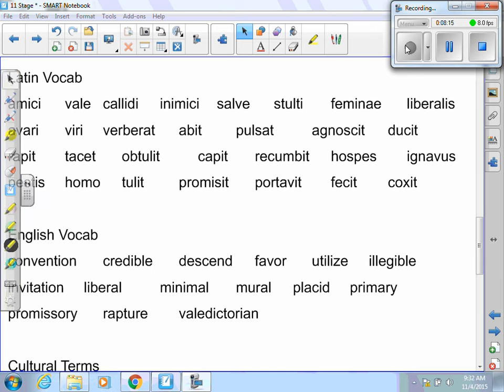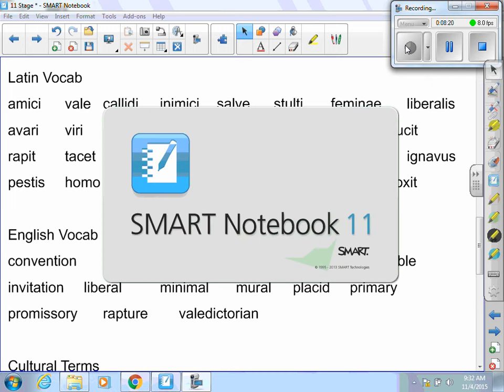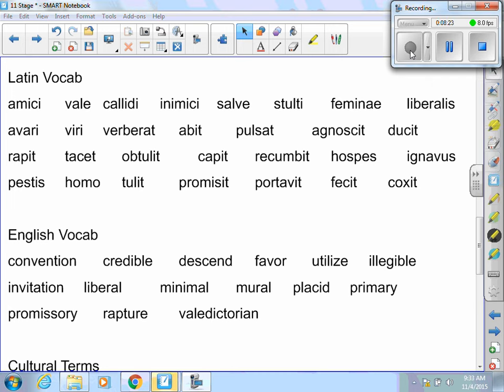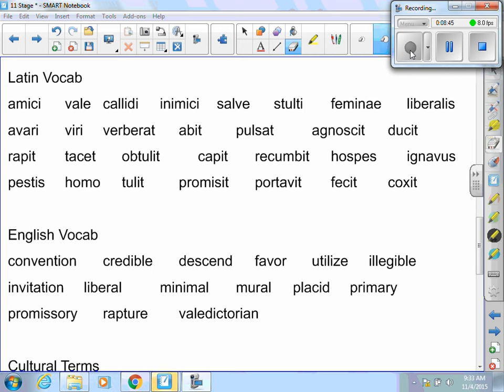Pestis is a pest, homo is a man. Tulit is to carry. That's the past tense of Pharaoh. Probably ought to remember our principal parts of Pharaoh: Pharaoh, Pharae, Tuli, and Latus. This comes from that perfect stem of Pharaoh, so to carry. Promissit is to promise, portavit to carry, fecit is to make, and coaxit is to cook.